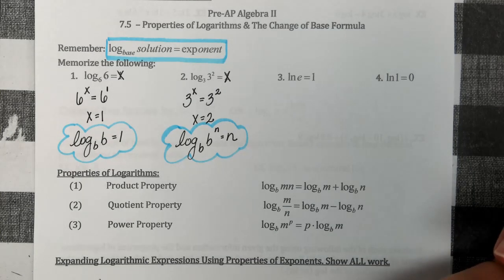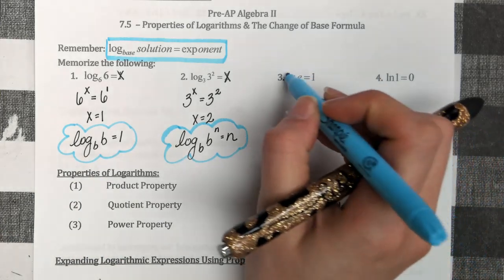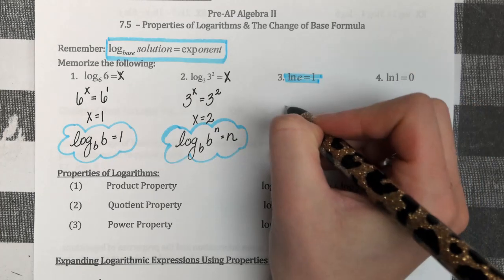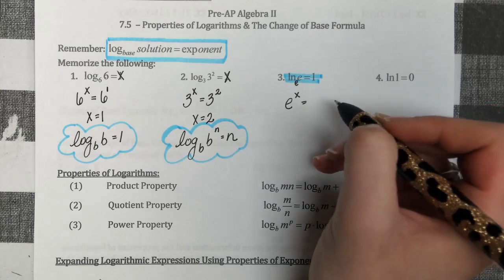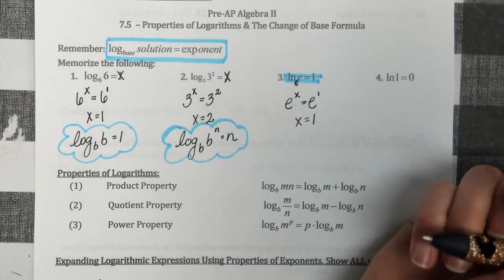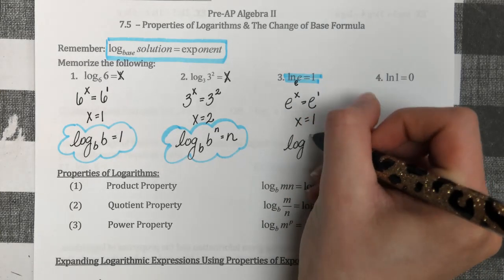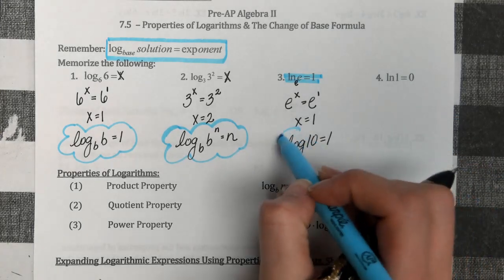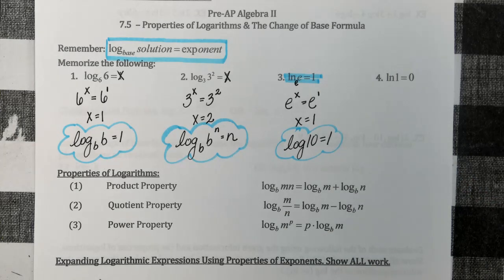Natural log of e equaling 1, we did that last class. Just to refresh your memory, again, if that would have been an x, e to the x, because I have an understood base of e, is equal to e. Well, that's understood to be 1, so that's my x equals 1. Same thing with log of 10. That is equal to 1. I don't have that up there, but that's the same concept as natural log of e equaling 1.